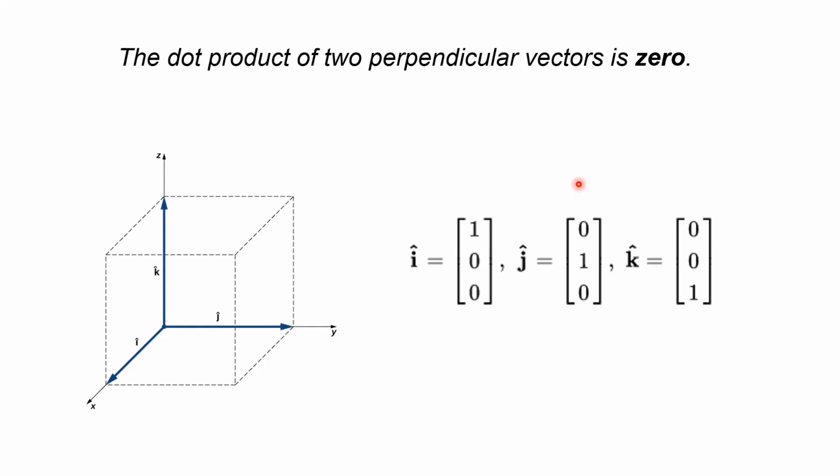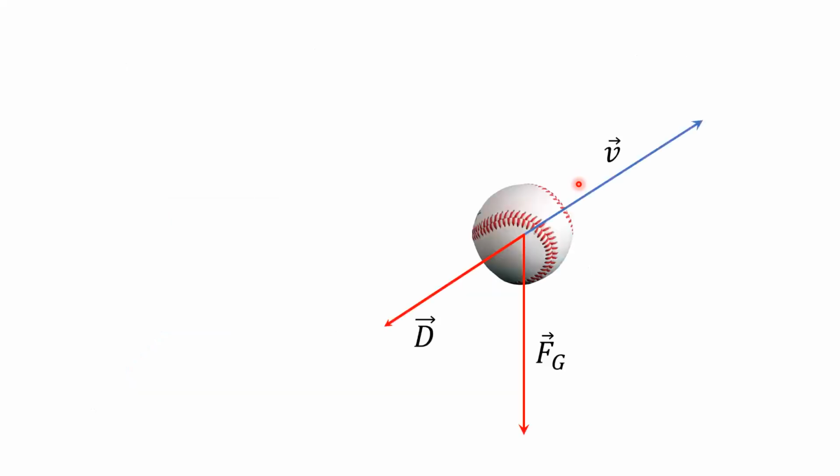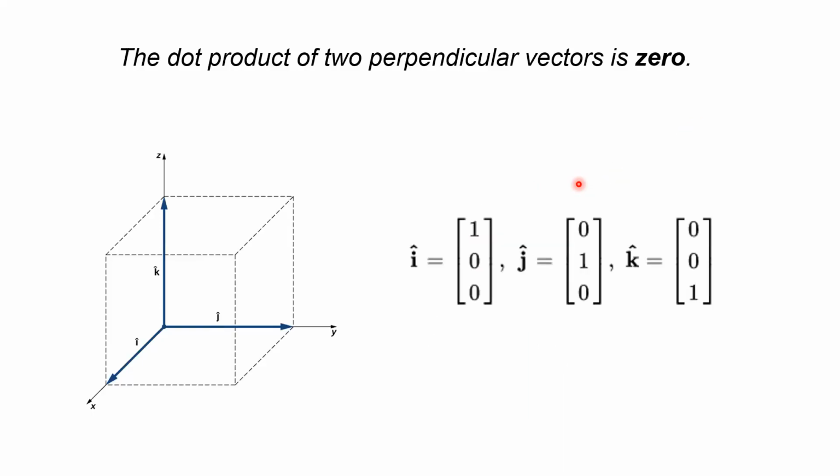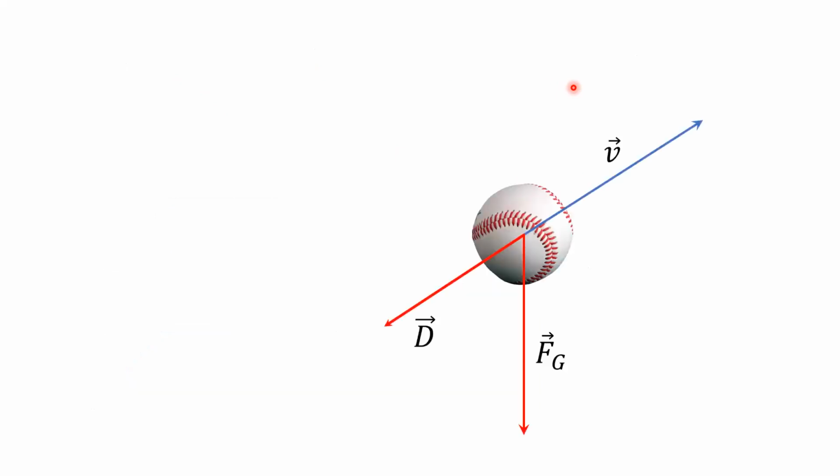So try to memorize that the dot product of two orthogonal vectors is 0. I've written that right here. The dot product of two perpendicular vectors is 0. Okay, back to our baseball.